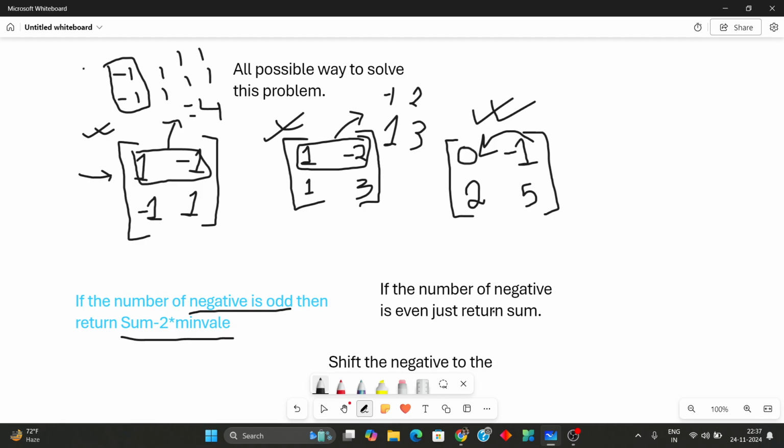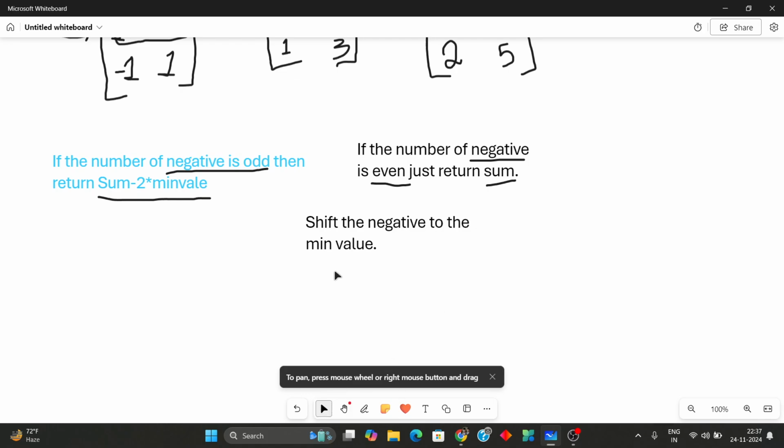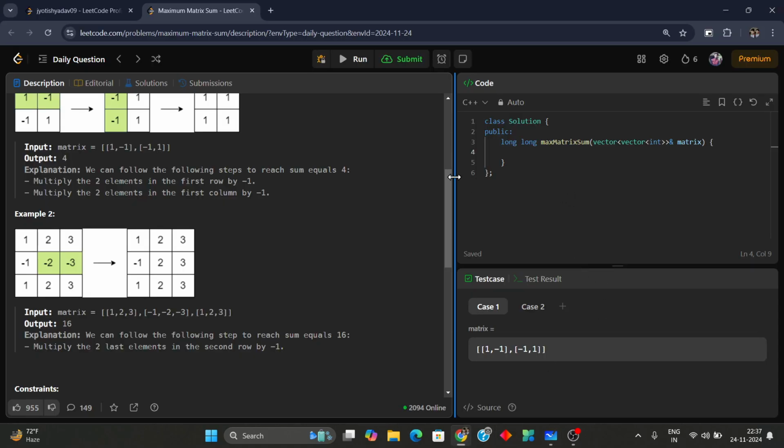And if the number of negative terms is even, suppose there are four negatives, then we will simply return the sum. Why? Because we know that an even number of negatives gives a positive. Minus times minus is positive. If 6 minuses are there, it will be positive. But if there are 3 minuses, minus times minus times minus, what will be the result? That will be minus. For that, we will go with this. Now I will write the code and we will understand more with that.